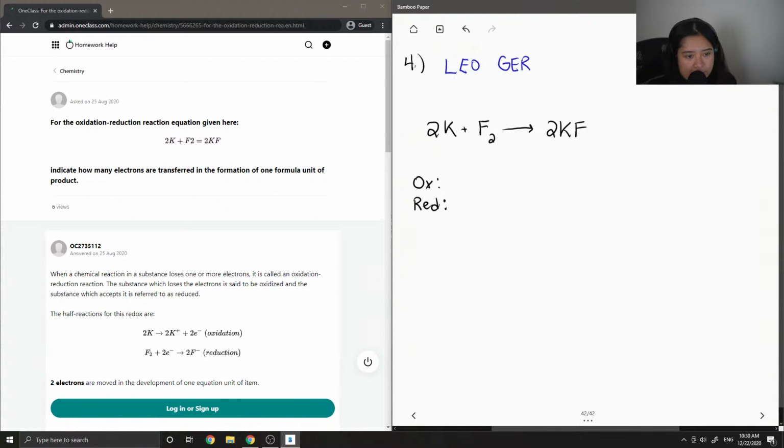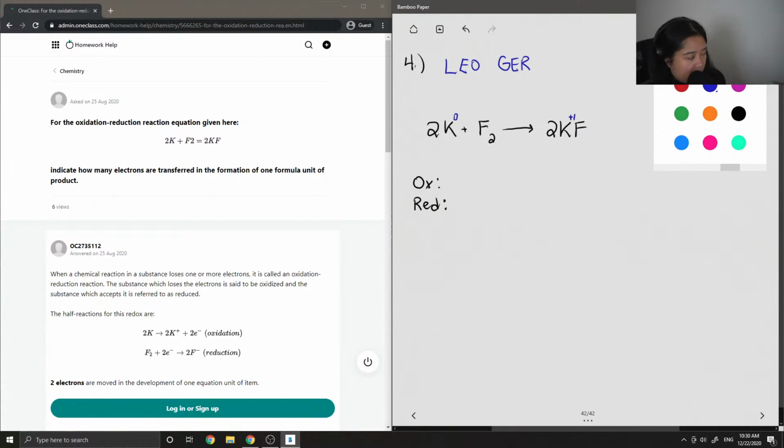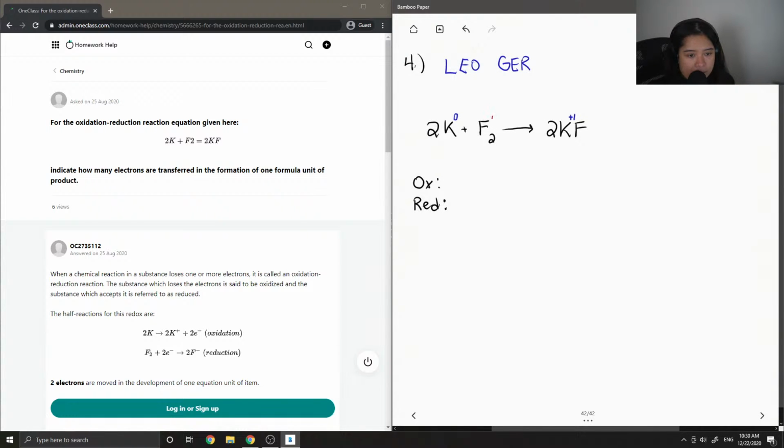So in the case of potassium, it starts off with an oxidation number of 0, and it ends up with an oxidation number of +1. So this means that the potassium was oxidized. In the case of the fluorine, it goes from an oxidation number of 0 to -1. So since its oxidation number decreased, we can see it got reduced.